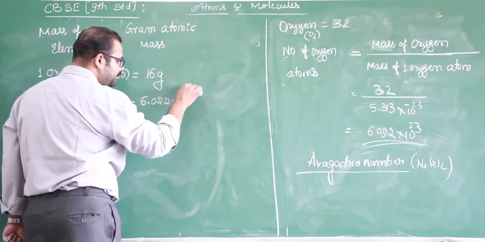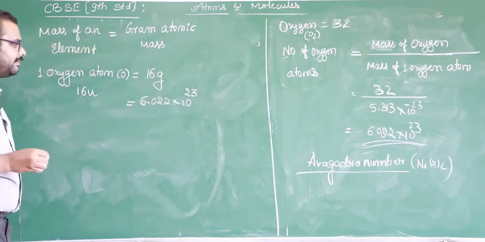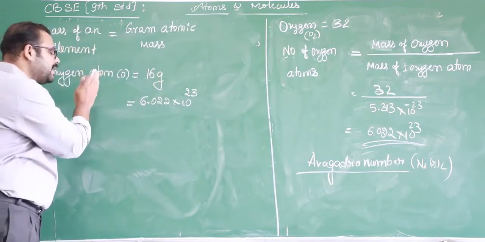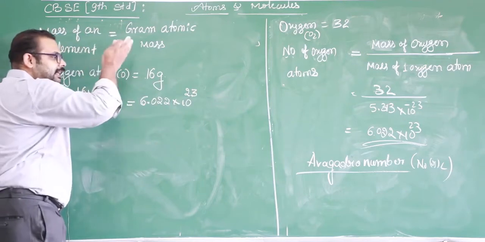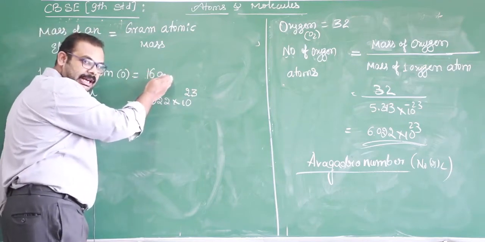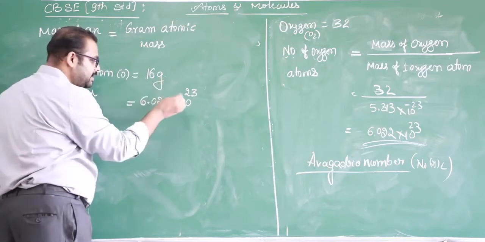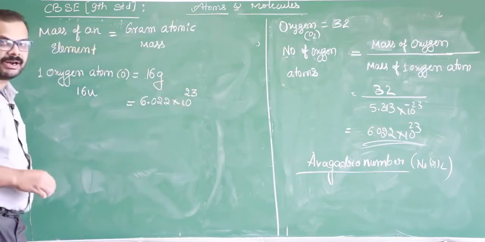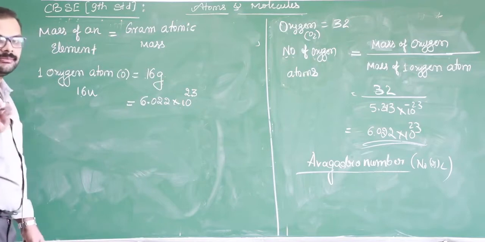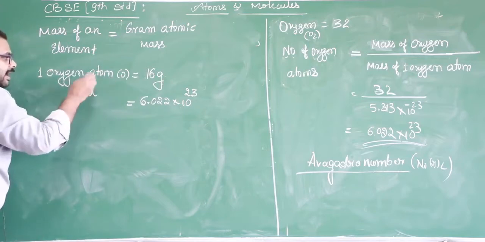So this value means the mass of an atom, expressed in terms of either gram atomic mass or gram molecular mass, contains Avogadro number of particles. This is actually what we call the mole concept. So this is for atoms.